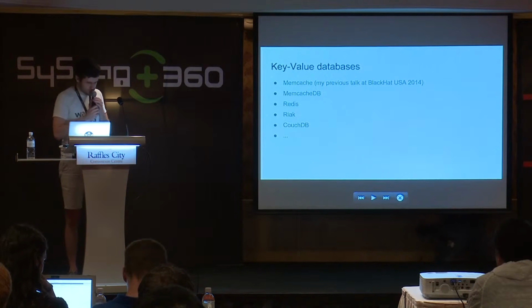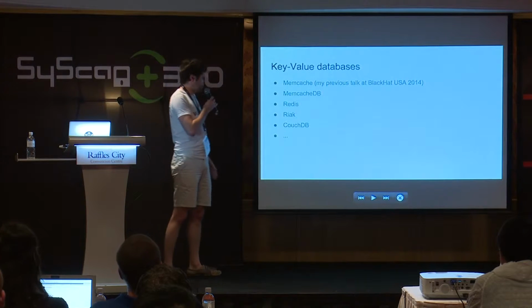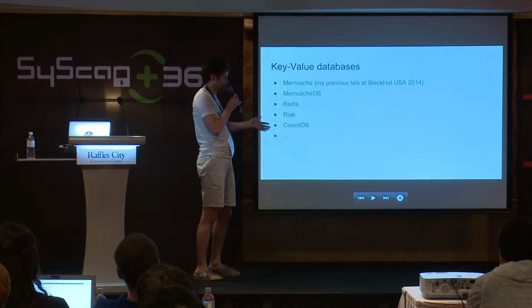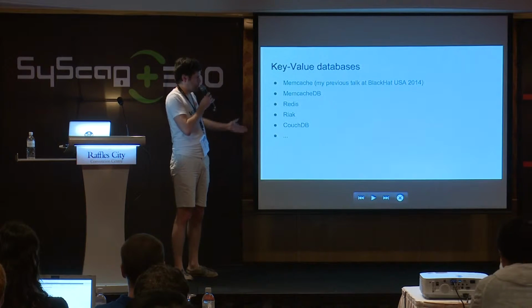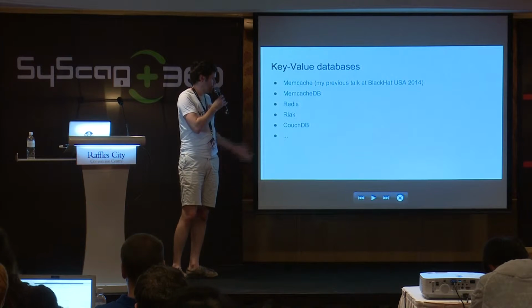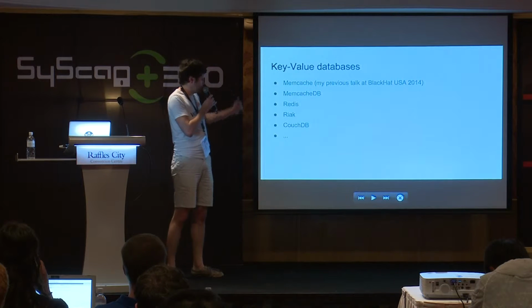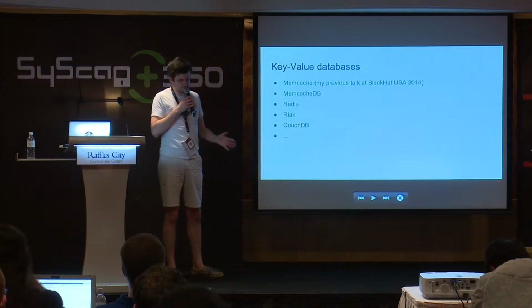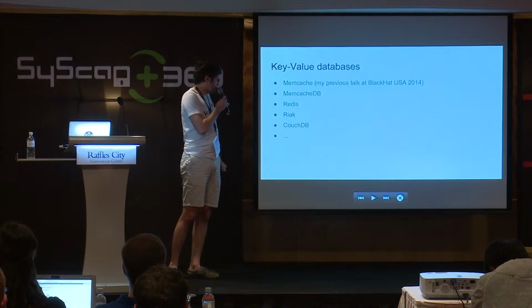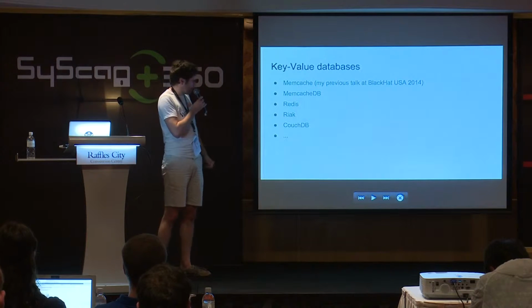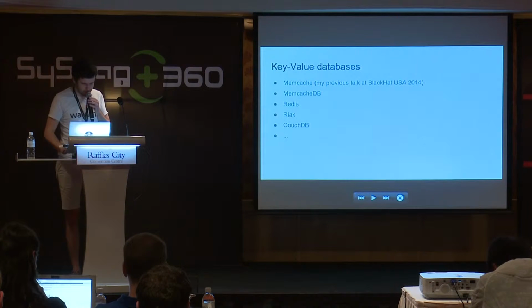So, what is key value? Of course, there are top popular key value databases. It's a part of NoSQL databases, as you know, I think. The first one is memcached. It's obvious and very popular, and it was my previous work 2 years ago. The second is MemcacheDB. It's not so popular, and it's based on memcache with the same bugs. The others are Redis, Riak, and CouchDB, and I will talk about Redis, Riak, and MemcacheDB.